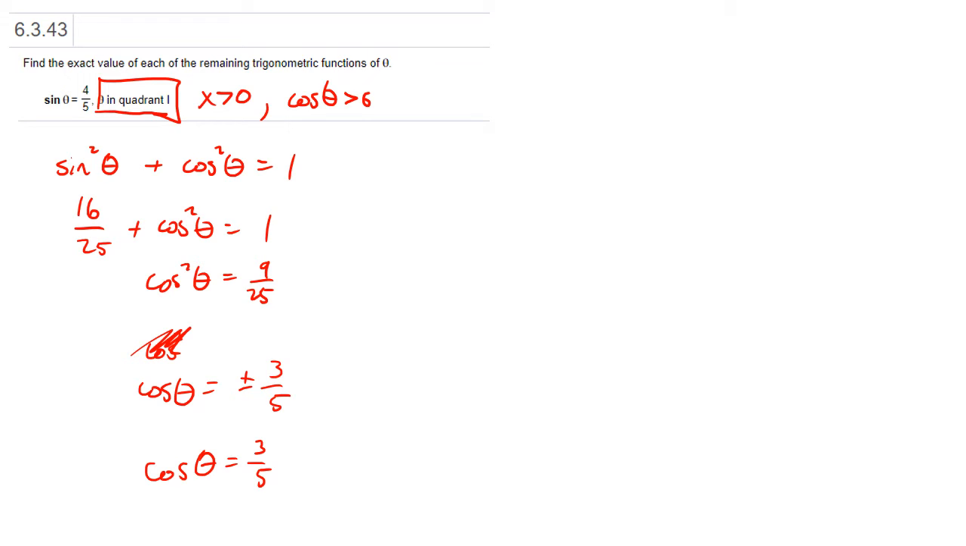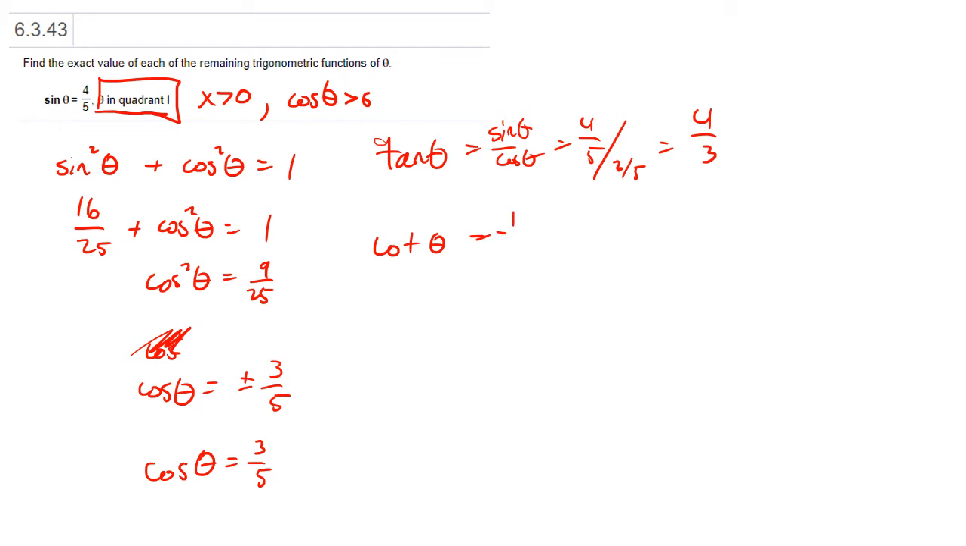If we were in a different quadrant, we might have had to take the negative answer, but in quadrant 1, cosine is positive because x-coordinates are positive. So sine of theta is 4/5, cosine of theta is 3/5. In other words, the y is 4/5 and the x is 3/5. And now I can just go forth and say tangent is sine theta over cos theta, which is 4/5 over 3/5, or 4/3. Once I have tangent, cotangent is just 1 over the tangent, so that's just going to be 3/4.